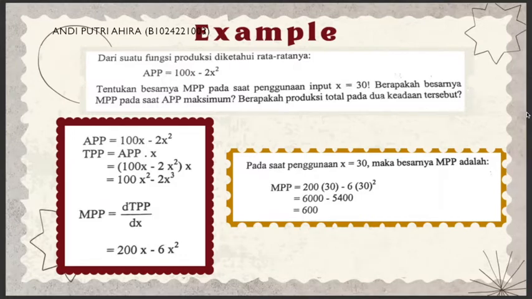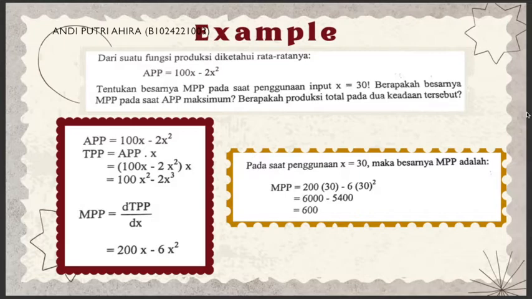The form for APP is APP equals TPP divided by x. But because we are looking for the TPP, it will be TPP equals APP times x. We insert the APP, which is 100x minus 2x squared, times x. So the TPP is 100x squared minus 2x cubed.